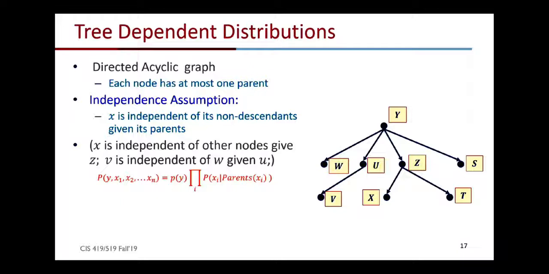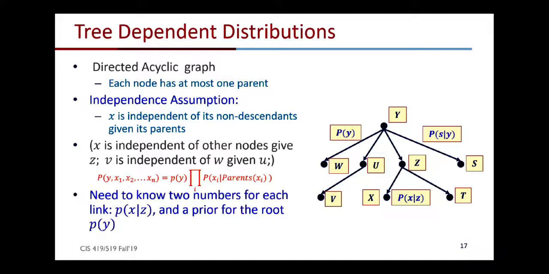So you can think about it: X is independent of other nodes given the parent Z. Or V is independent of W given U, the parent U, and so on. Again, I can write this in exactly the same way as I've written before, only that the parent of X is a set with one element, or no elements in the case of Y. So that means that the representation is even simpler than we had before. I basically need to know just two numbers for each edge, P of X given Z, and I need to know the prior on Y, which is the root of the tree.